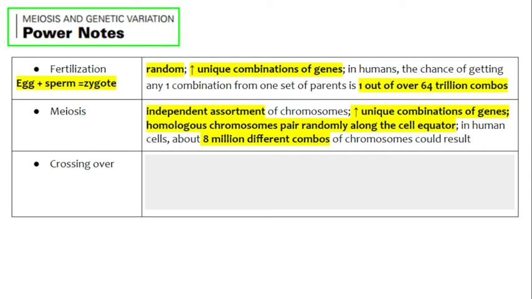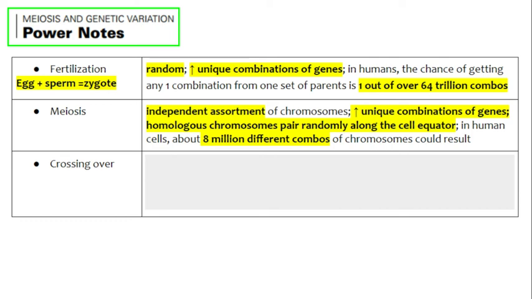Meiosis contributes to genetic variation through something called independent assortment. That's where the chromosomes line up at the equator in metaphase 1, and they can line up any way. And they sort out into the sex cells that they're going to become totally randomly. And so this also increases unique combinations of genes. The homologous chromosomes pair up randomly. In human cells, there are about 8 million different combinations that can result.